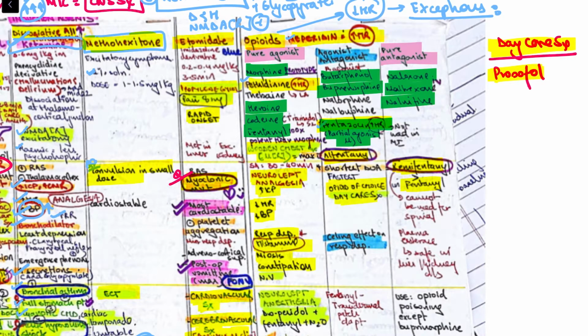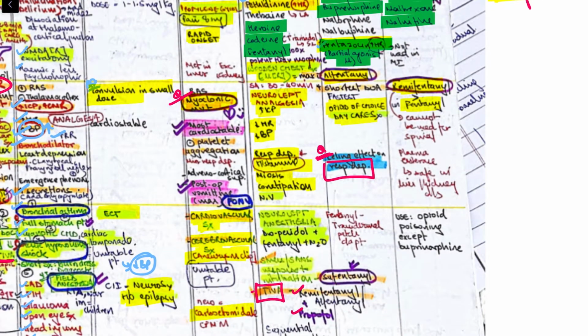After this, what you need to remember is that opioids cause respiratory depression, right? They release histamine, cause miosis, that is the pinpoint pupil, constipation, nausea and vomiting. And with agonist antagonists, the one point that is very important to remember is that there is a ceiling effect on respiratory depression. All right.